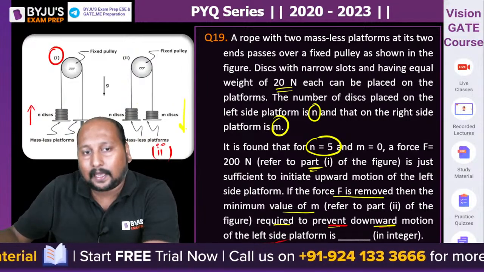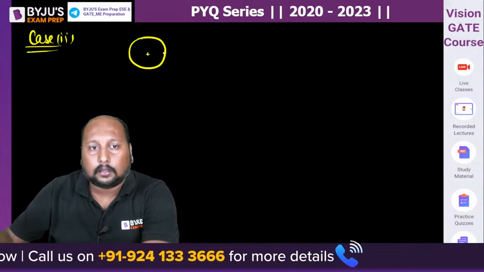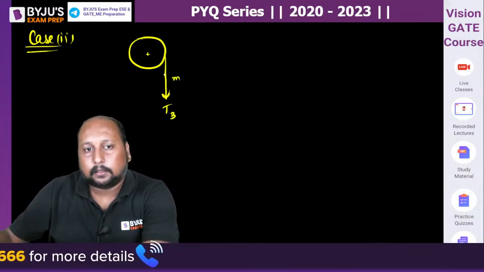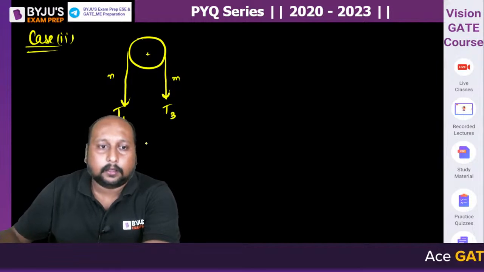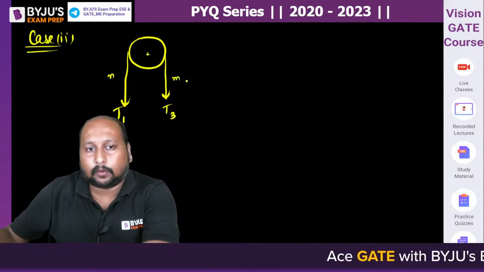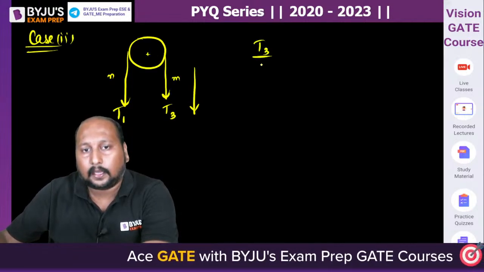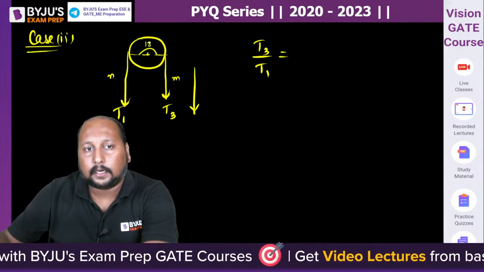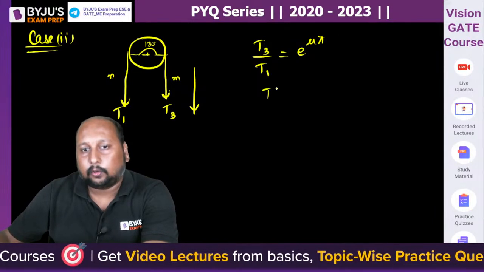Right hand side abhi bhi aapka downward motion ja raha hai. So basically if I say this is your, let us say this is T3, the M side, and this is your N side. Okay, this is your T1. Okay, fine. So they are saying that this is still moving in the downward direction, we can say T3 by T1 is equal to e to the power mu into pi, this is 180 degree. T3 value we don't know, but T1 value we know.